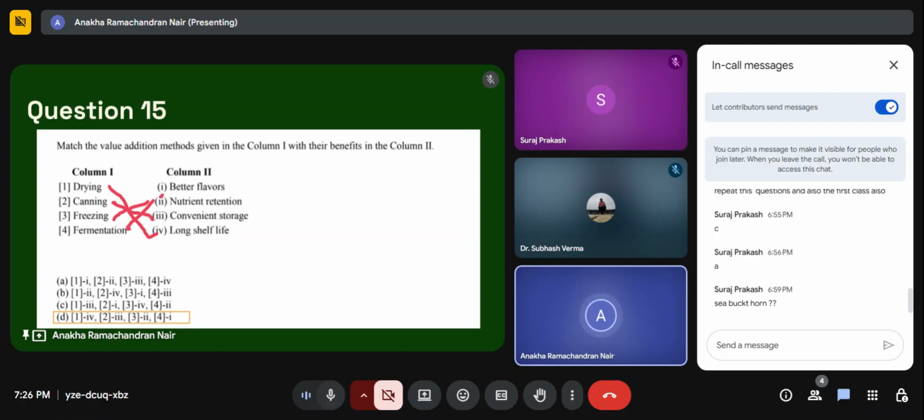Fermentation is for better flavor production, right? So any doubt in this question? No, ma'am. All right. So let's move on to question number 16.